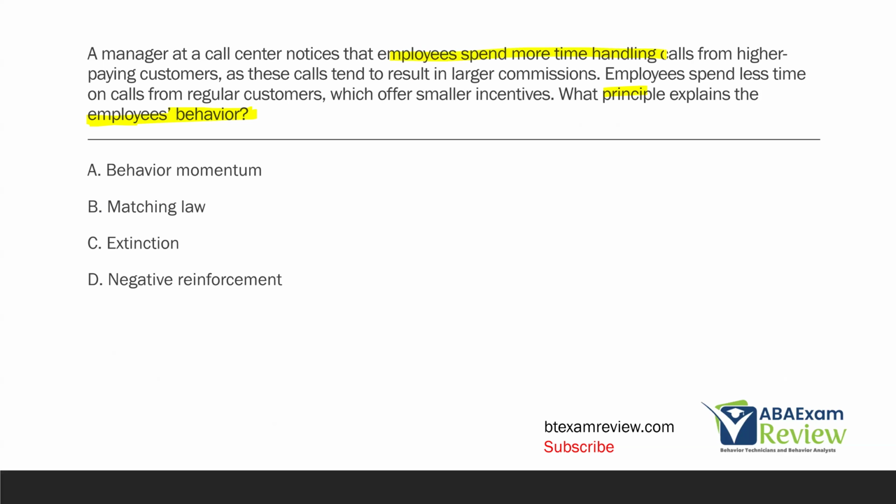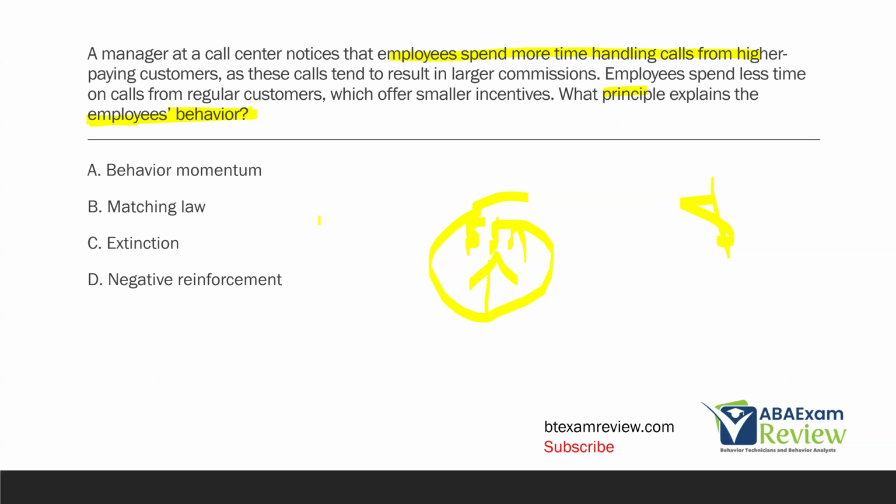Well, we know the employees spend more time handling high-paying customer calls, right? So they're going to spend more time where the money is made. They're going to spend more time here than here if more money is being made here. And they're basically spending more time where reinforcement is. Now, what principle explains that? Is it A, behavior momentum? Well, behavior momentum has to do with engaging in several responses in a row in order to build behavior momentum to try to get an unlikely behavior to occur. That's not what is happening here. We're comparing two opportunities for reinforcement and just observing where the behavior goes.